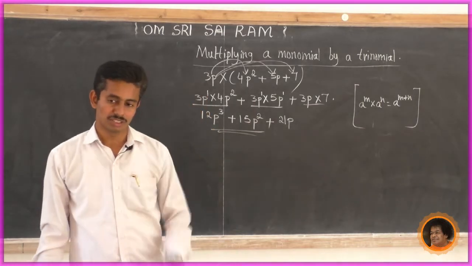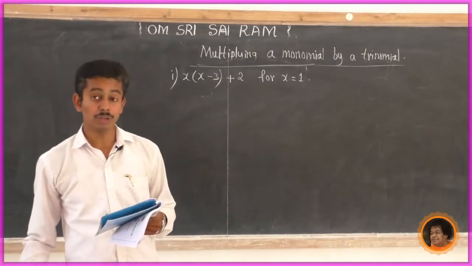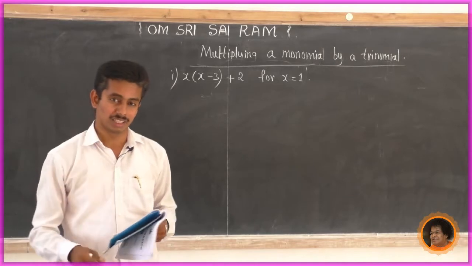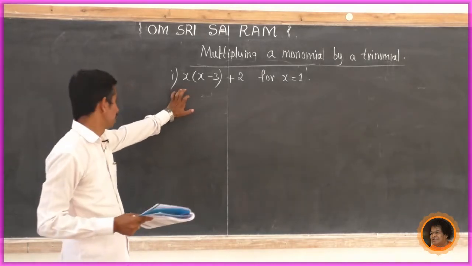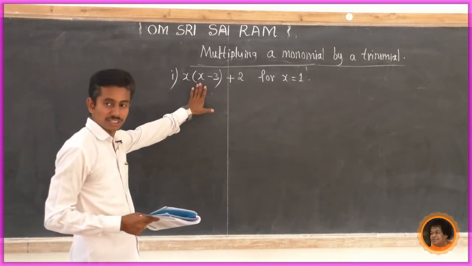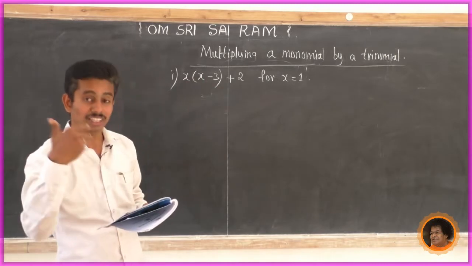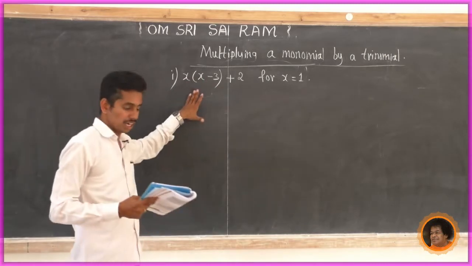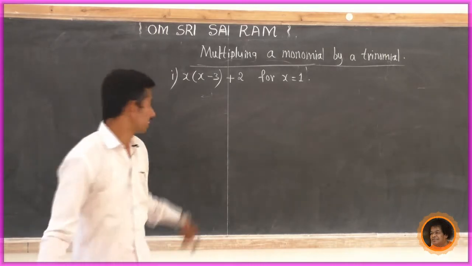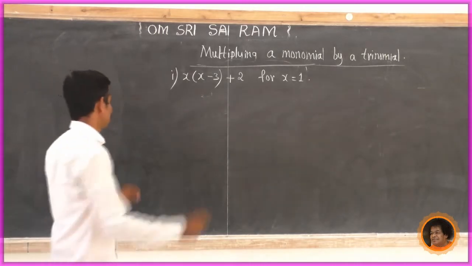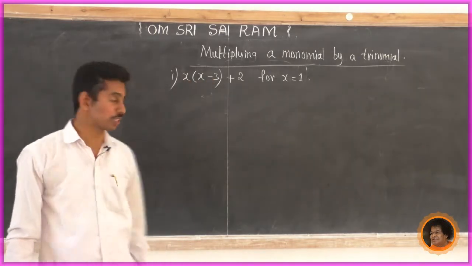This is the answer. Example: simplify the expression and evaluate them as directed. First question: x into x minus 3 plus 2, for x equal to 1. Now simplify the expression first, and after that evaluate as directed. x into x minus 3 plus 2. How do we simplify this expression?